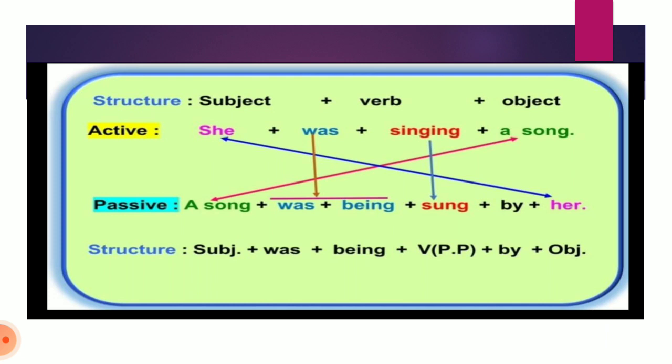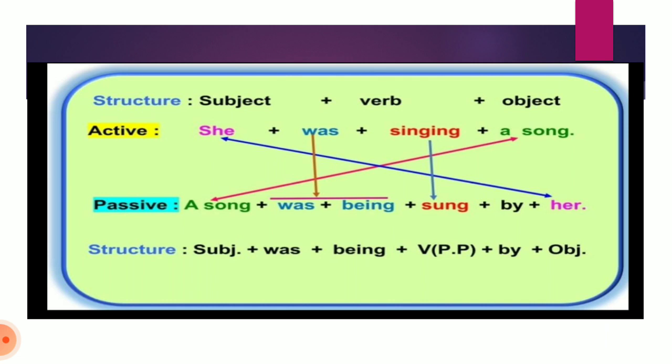Let's come to the example of active voice: she was singing a song. And passive voice: a song was being sung by her. Here there is an interchange between the subject and object. The subject of the active voice becomes the object of the passive voice, and the object of the active voice becomes the subject of the passive voice.